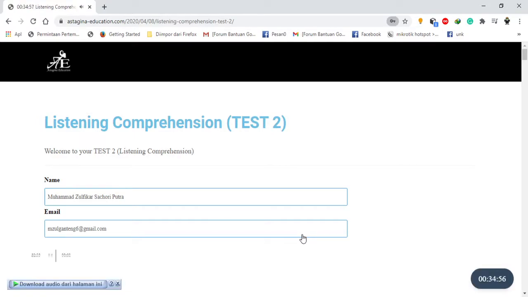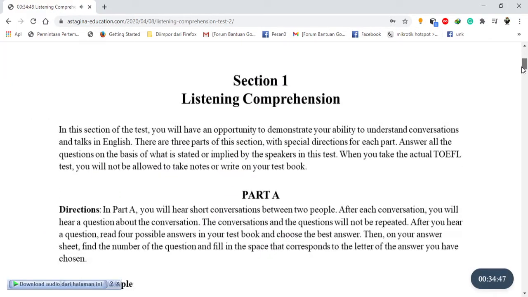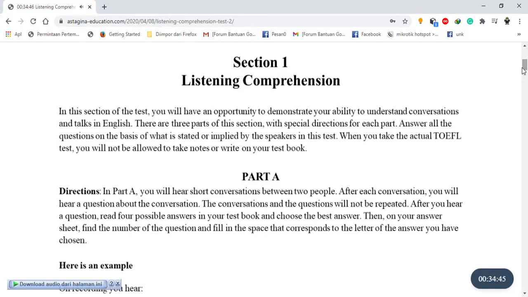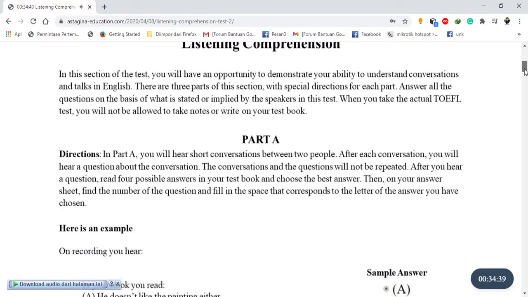Section 1, Listening Comprehension. In this section of the test, you will have an opportunity to demonstrate your ability to understand conversations and talks in English. There are 3 parts to this section, with special directions for each part. Answer all the questions on the basis of what is stated or implied by the speakers in this test.